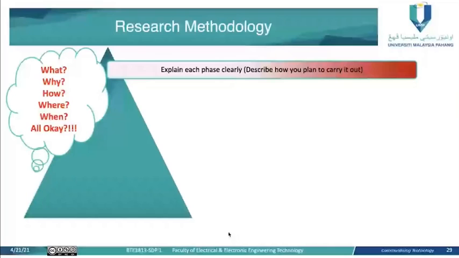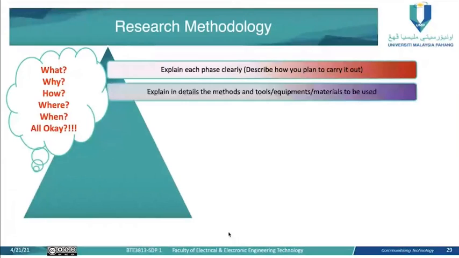If I said using Arduino, using Raspberry Pi, I need to have some information about Arduino, some information about Raspberry Pi, some information about the sensor, some information about the solar panel, some information about the rechargeable battery. All the components that I am going to use, I need to explain in detail. Then explain in detail the method, tools, equipment, or materials. So I mean the components that we are going to use, or also software tools.